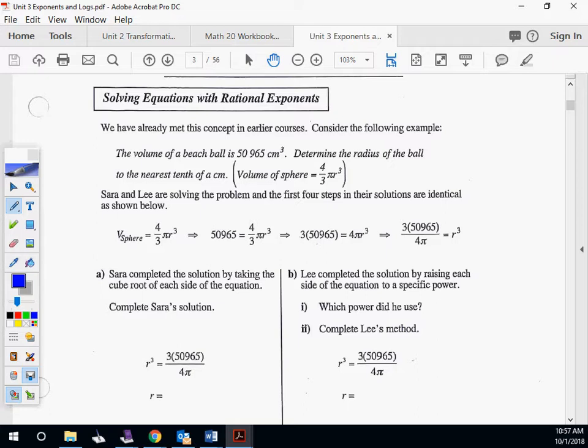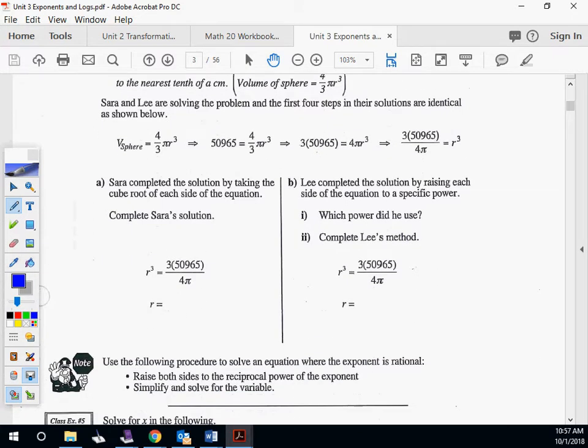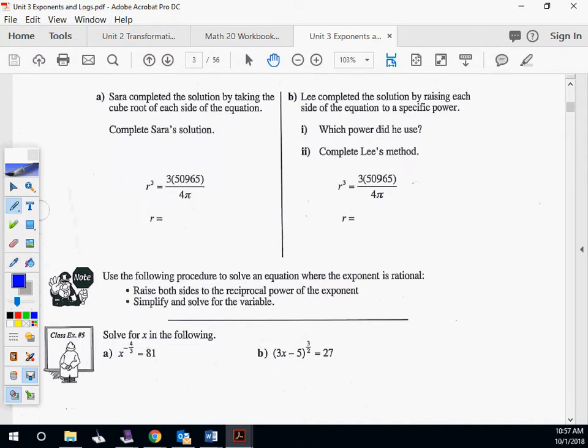When we look at this, for example, Sarah completed a solution by taking a cube root. She's solving a volume of a sphere problem. She's told the total, and she's going to solve it. First, she times it by 3. Then she divided by 4 pi. So we know r cubed is that. What are we going to do to figure out what r is? We can cube root, right? That's not a problem, so we can do that real quick.